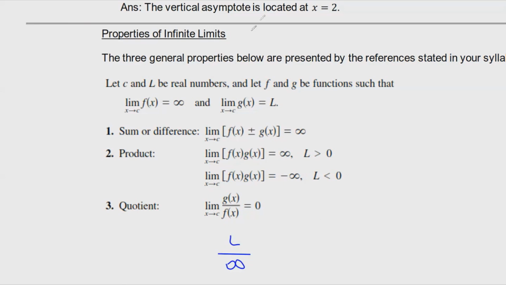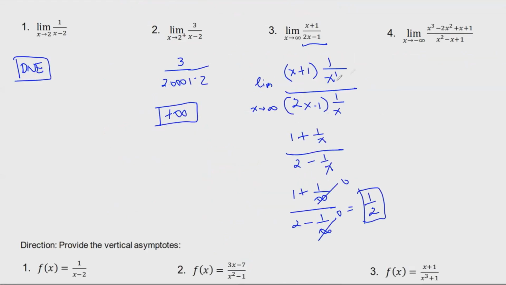So in this case, if L is any number, let's say a real number, when you divide it by infinity, the answer is 0. So that is true for this case. And number 4, it's just the same way.